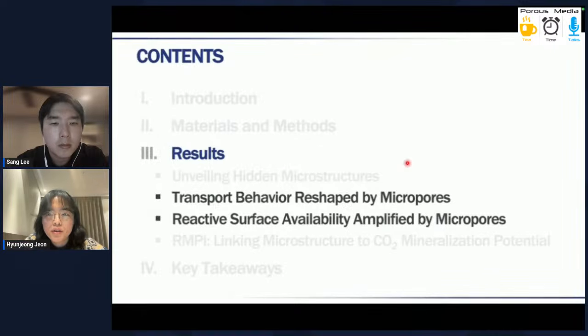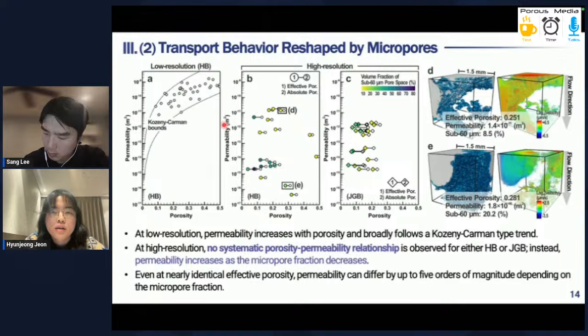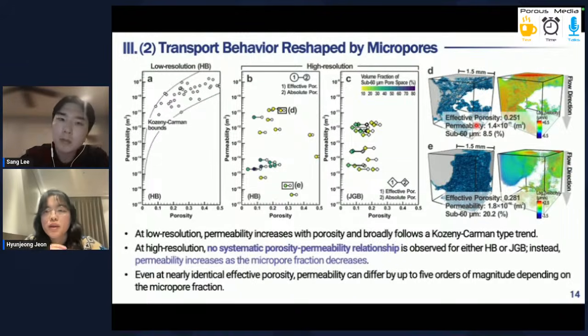Then how do these micropores influence the fluid transport and reactive surface area, which are two critical factors for CO2 mineralization? Then let's first look at the results for permeability, which represents the transport characteristics. To begin, let me introduce the method. And we randomly extracted 1.5 cubic millimeter subvolumes from the 3D pore structures of both heavily shady and Jeju basalts, across both low and high resolutions.